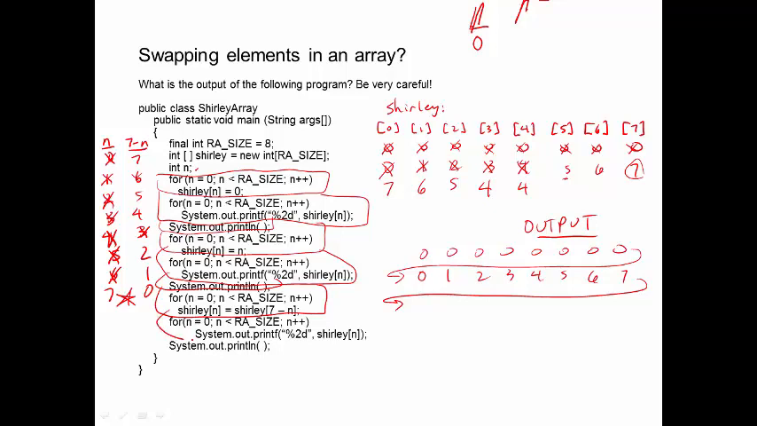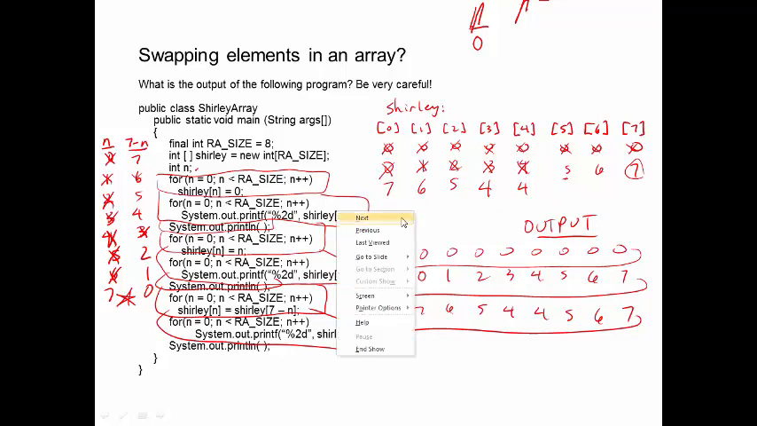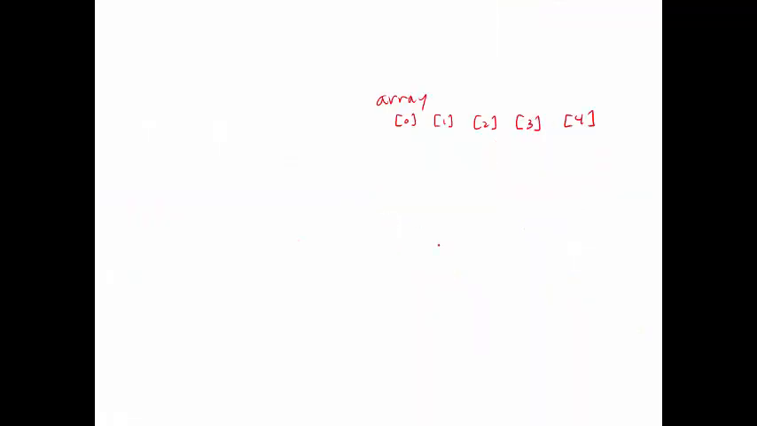So in this last for loop, which prints out the contents of Shirley, we're going to get 7, 6, 5, 4, 4, 5, 6, 7. And then System.out.println goes to the next line. And we're done with this example. So swapping elements in the array, did we do that? No, we didn't really do that in this example.